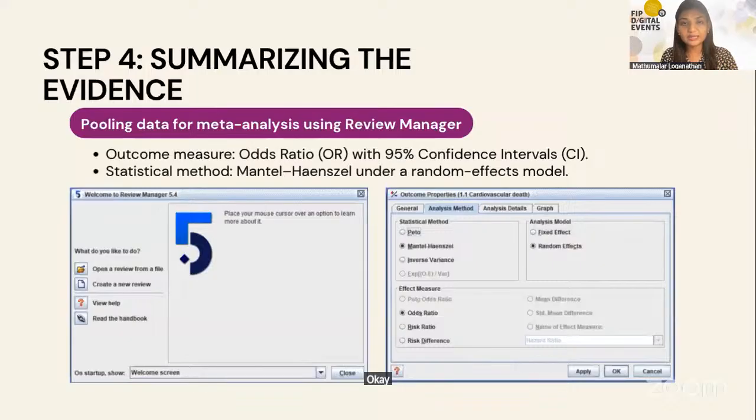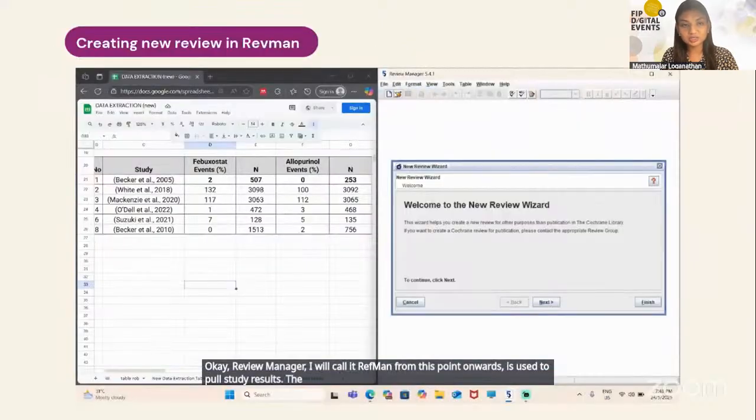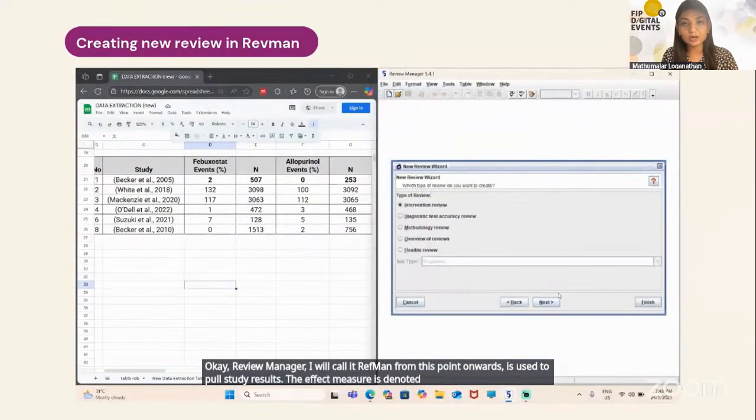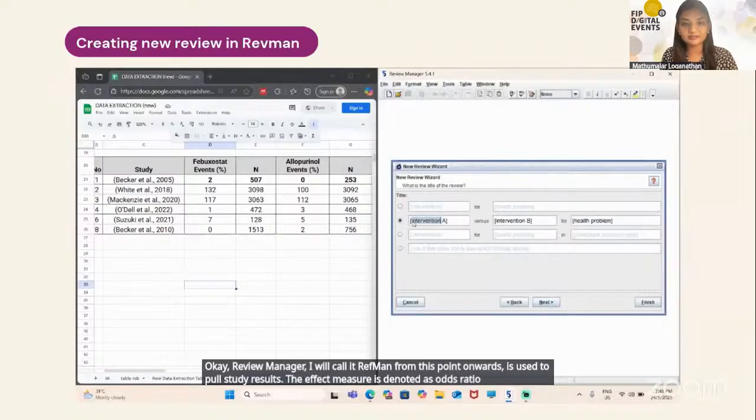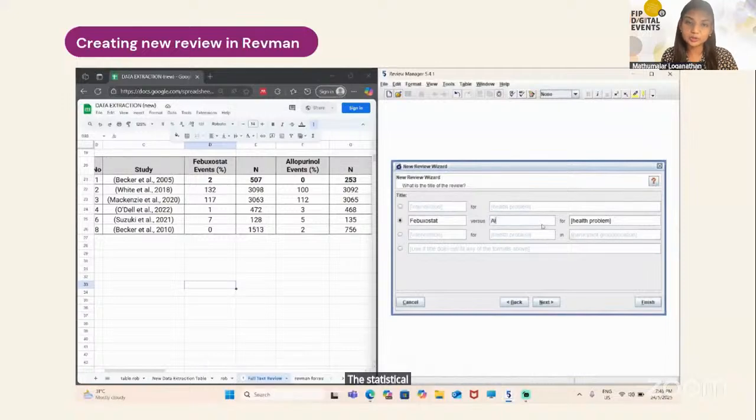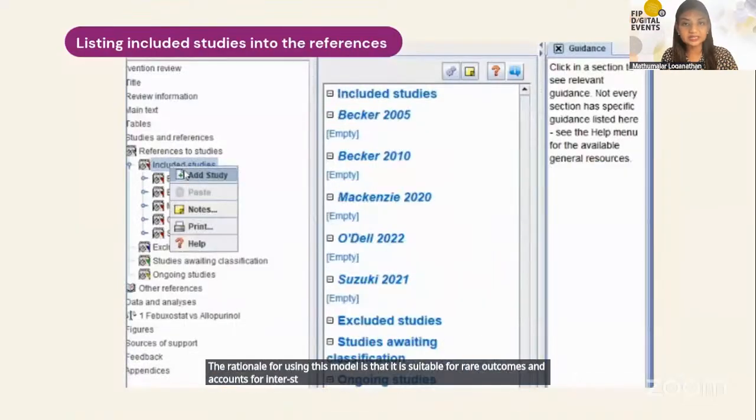Okay, Review Manager, I will call it RevMan from this point onwards, is used to pool study results. The effect measure is denoted as odds ratio, OR, with 95% confidence interval. The statistical model that was used is the Mantel-Haenszel method under a random effect model. The rationale for using this model is that it is suitable for rare outcomes and accounts for inter-study variability.